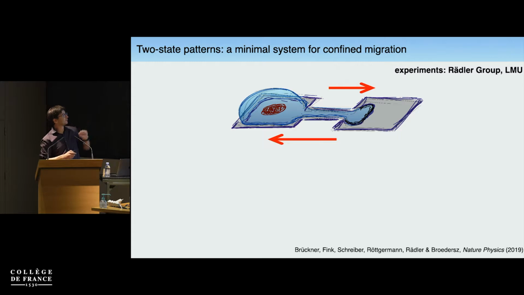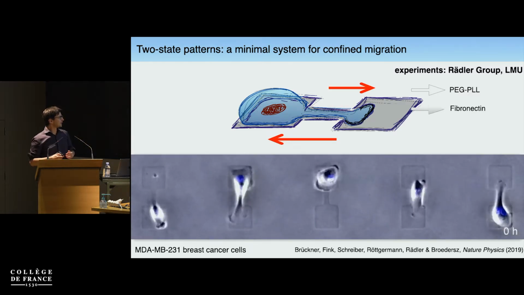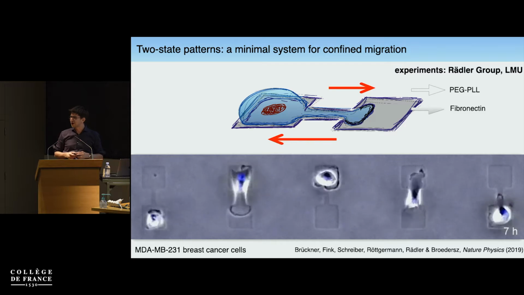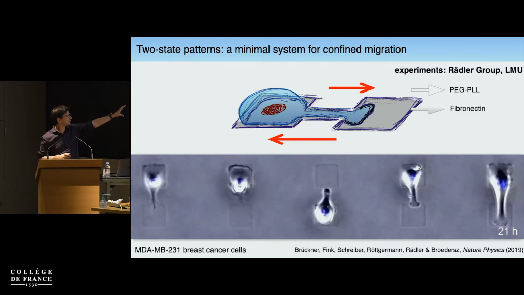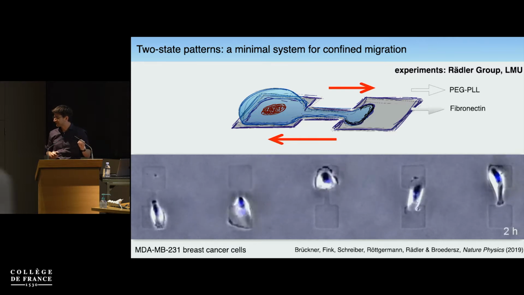The micro-patterns from Joachim's lab are shown here in the sketch. The region in gray here is coated with fibronectin, which promotes the adhesion of the cell to the substrate. The region outside is coated with PEG, and this ensures that the cells are effectively confined to move on this dumbbell-shaped region. If you plate a large collection of human breast cancer cells on these micropatterns, you can see that they are indeed effectively confined to this region, but they're very dynamic.